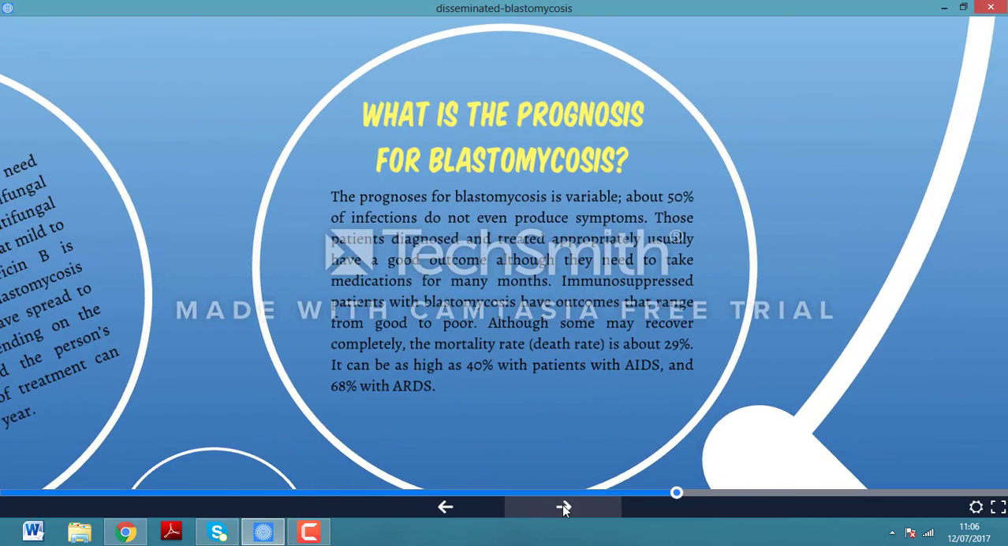What is the prognosis for blastomycosis? It is variable. About 50% of infections do not even produce symptoms. Those patients diagnosed and treated appropriately usually have a good outcome, although they need to take medication for many months. Immunosuppressed patients with blastomycosis have outcomes that range from good to poor. Although some may recover completely, the mortality rate is about 29%. It can be as high as 40% in patients with AIDS and 68% with ARDS.